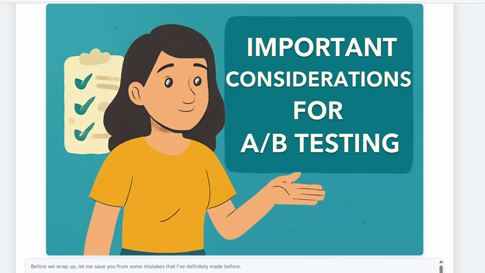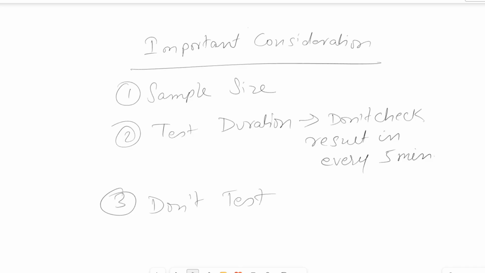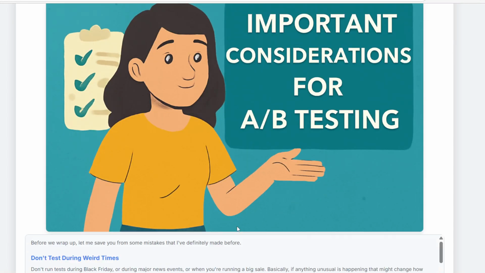So, important considerations have to be made before doing A/B testing. First, sample size. Second, test duration. Third, avoid testing during unusual events. Don't run tests during holidays, special promotions, or events that could affect your results. These factors can skew the data also.